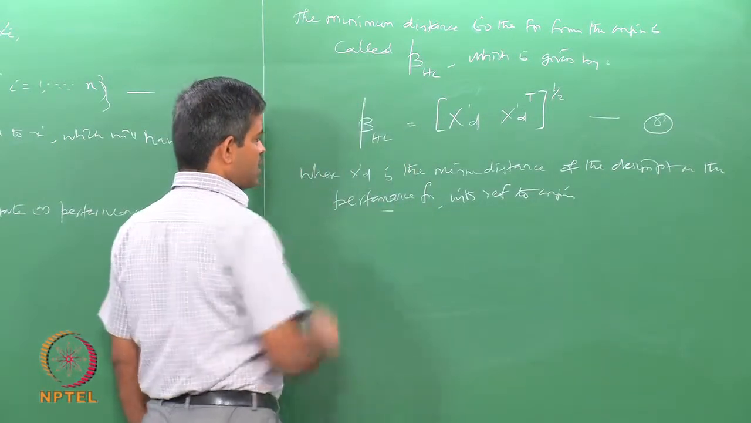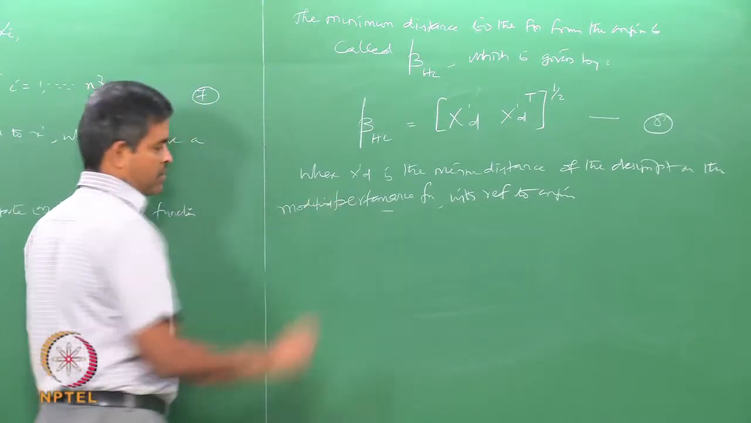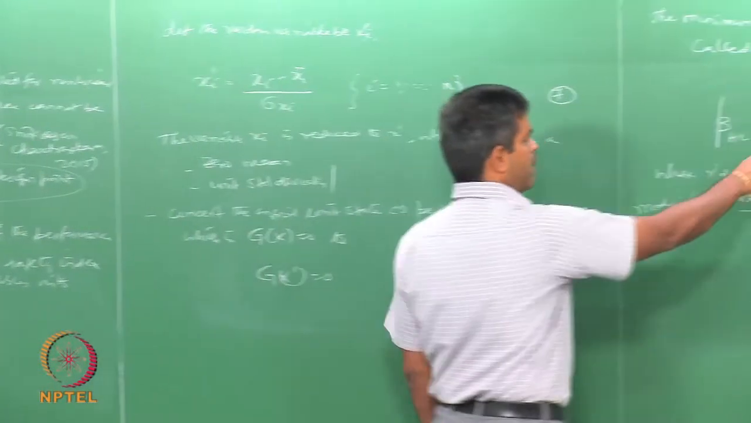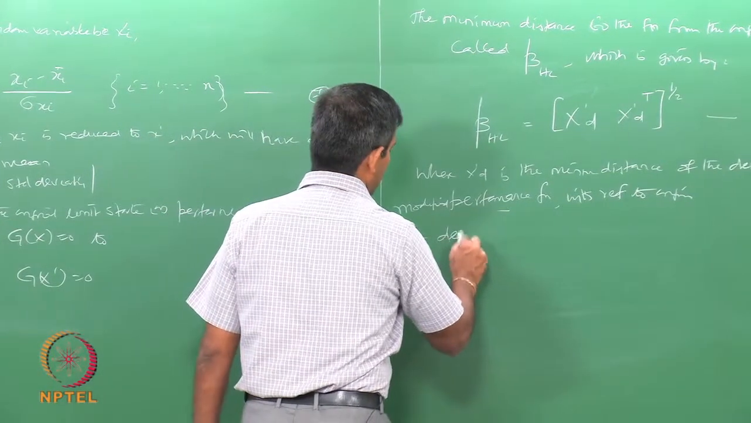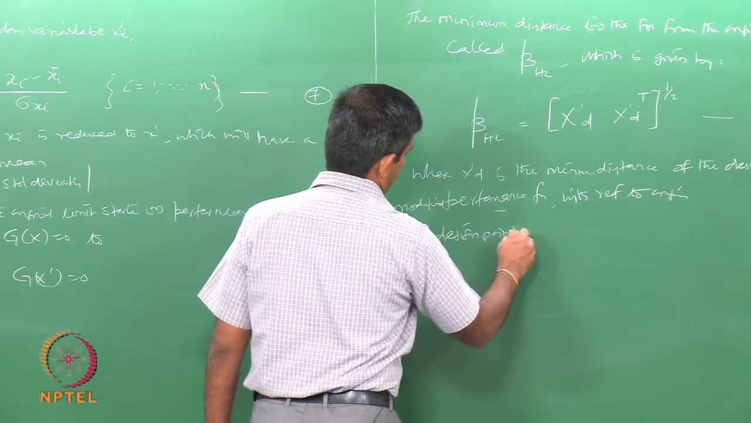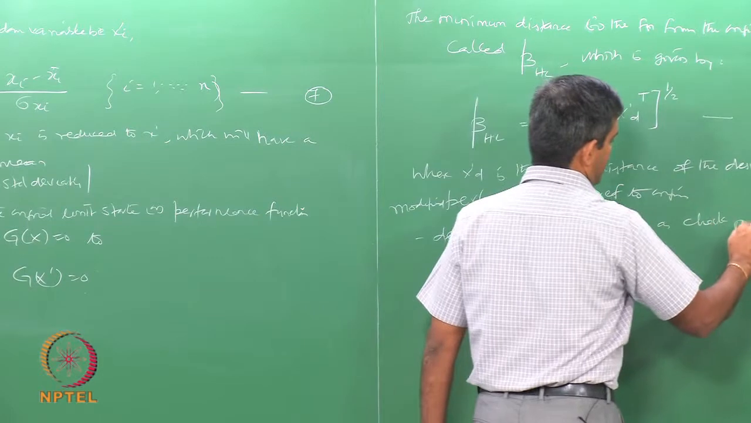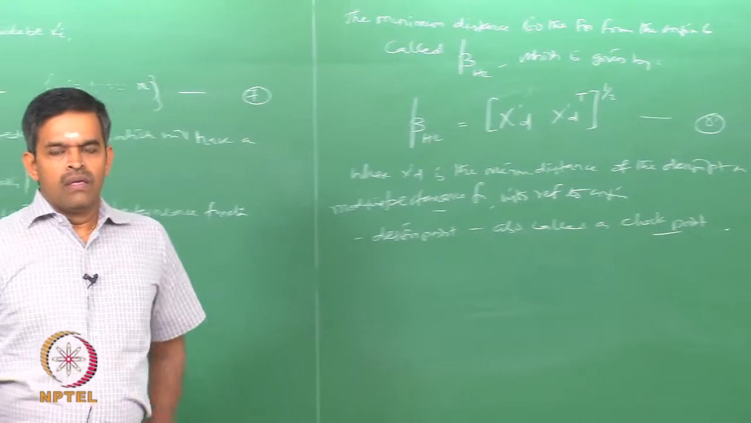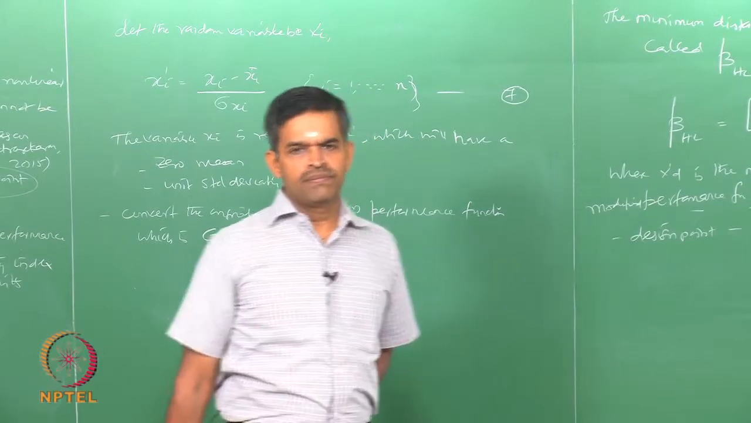whereas the performance function is a modified one, because the original performance function is g of x, whereas the modified one is g of x prime. So, I am using x prime d here. So, it is a design point. Design point is also called as checkpoint in some literature. So, they are one and the same. Now, the whole exercise is circumscribed to find out this beta HL.